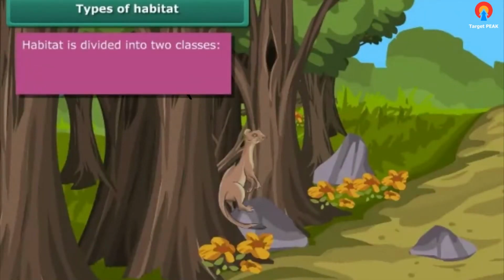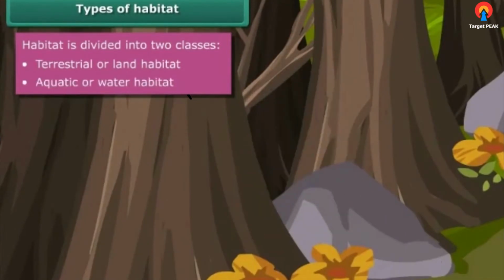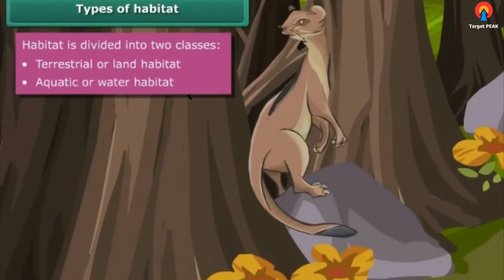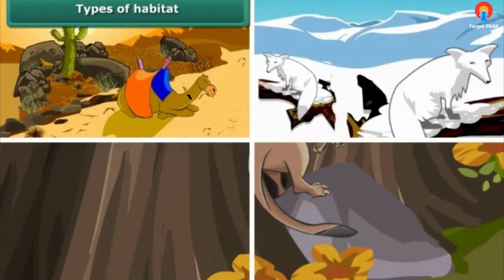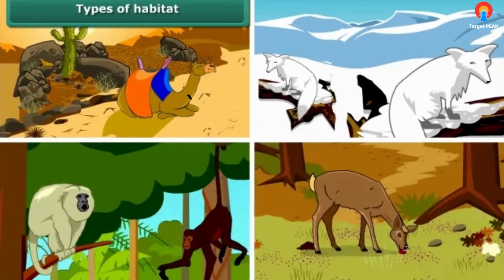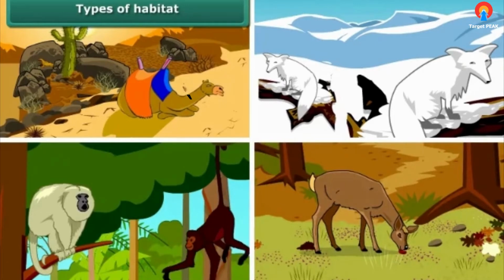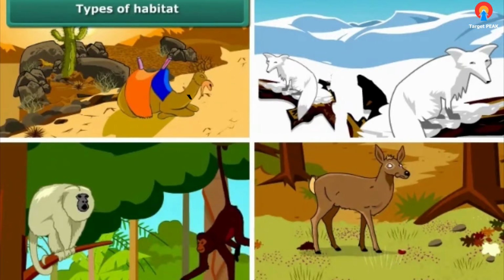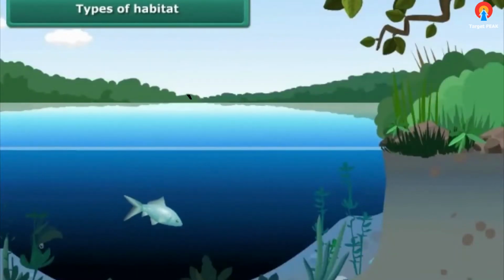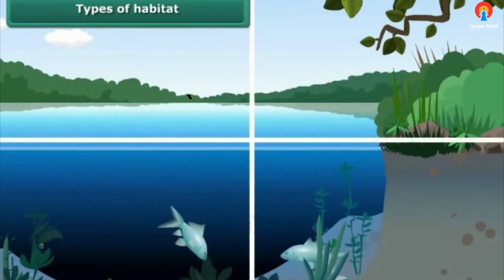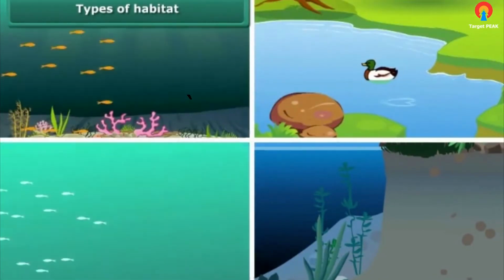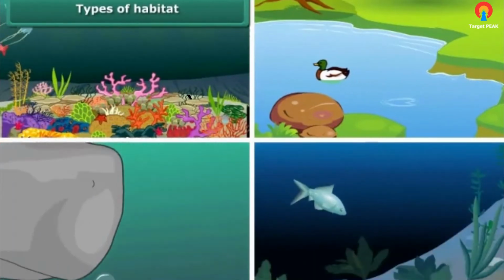Habitat is divided into two classes. 1. Terrestrial or land habitat. 2. Aquatic or water habitat. Habitat of living organisms found on land is terrestrial habitat. Desert, mountains, forest, and grasslands are examples of this category. Whereas habitat of living organisms found in water is aquatic habitat. Sea, ponds, oceans, and lakes are examples of this category.